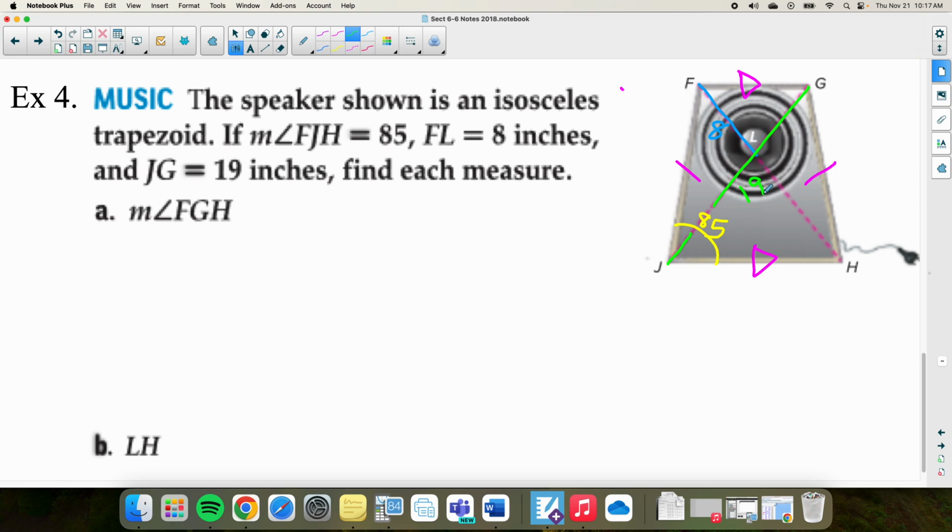So the first thing that they're asking us for is angle FGH. FGH is this angle right here. Okay? Could I find this angle H here? What would that be? 85. Okay? Then what about these two? They equal 180. So we'd go 180 minus 85, which is 95, and that would be this answer.